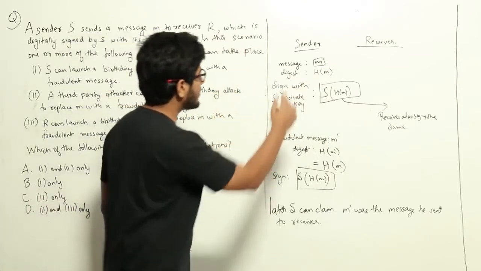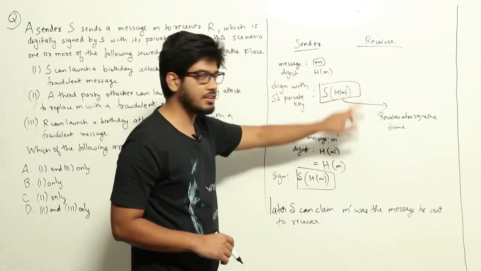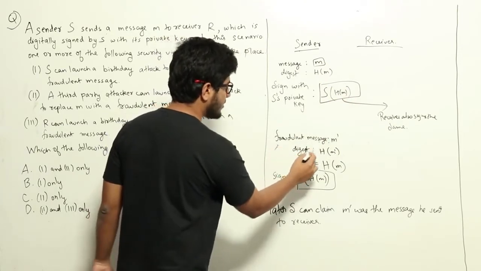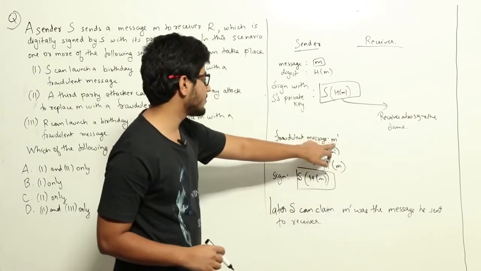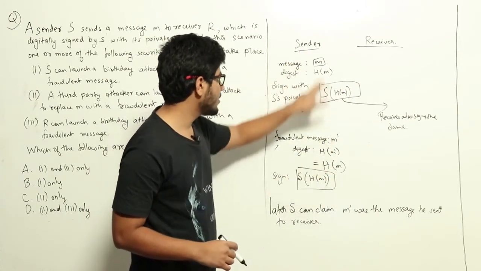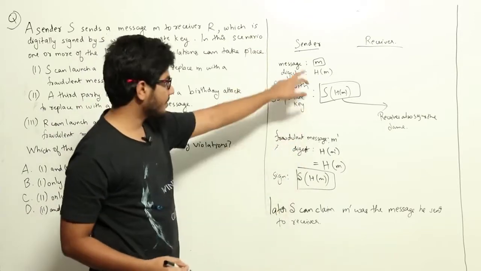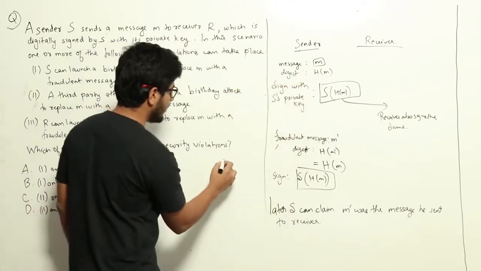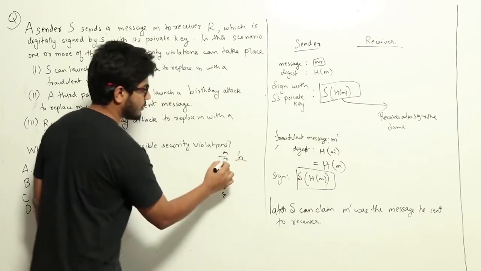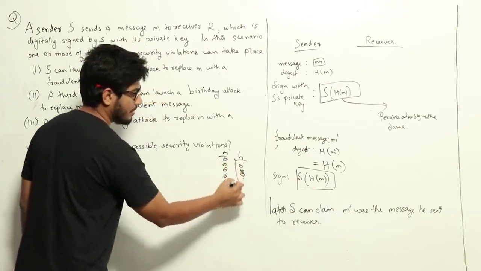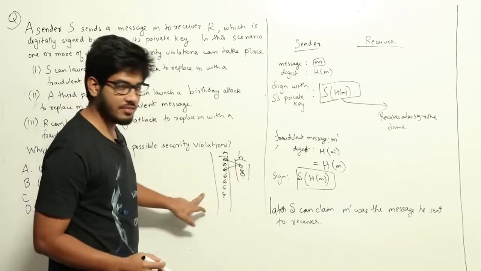Now suppose the sender has a fraudulent message M dash also, which he wants to send to the receiver. Now he will find the digest for this message, H(M'), which is equal to H(M). So he needs the fraudulent message M' and the actual message M, which both have the same message digest, H(M). How this can happen is, when we are forming the hash of a message, this is a message space which is very large, which we are compressing to a hash space. The hash space will be smaller compared to the message space, meaning there will be multiple messages which have the same hash.